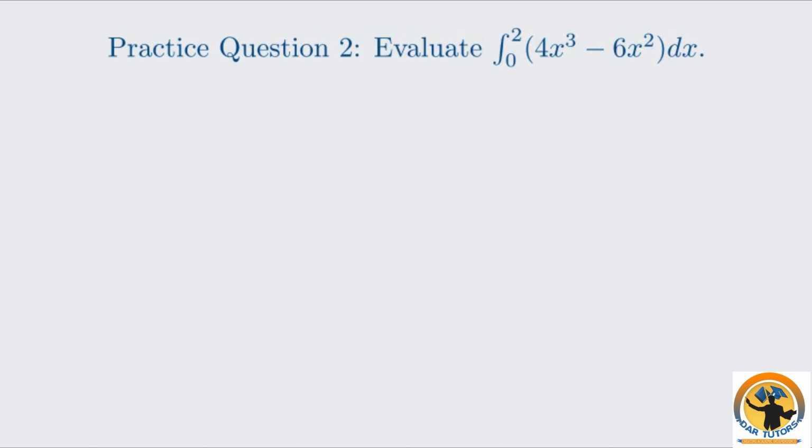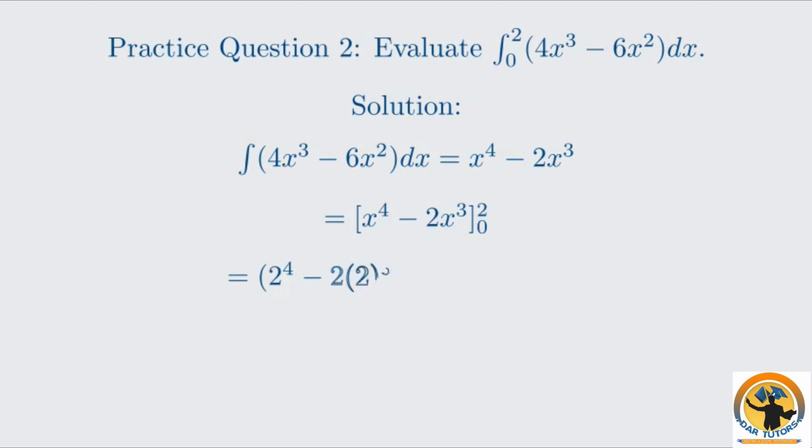First, we find the antiderivative of the function. The antiderivative of 4x cubed is x to the power of 4. The antiderivative of negative 6x squared is negative 2x cubed. We don't need the constant of integration for definite integrals. Now we apply the fundamental theorem of calculus. We evaluate the antiderivative at the upper limit, 2, and subtract its value at the lower limit, 0. This gives us 16 minus 16, which is 0. The value of the integral is 0.